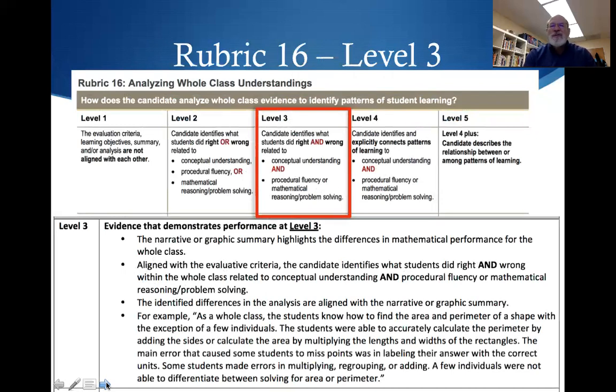So notice what it says in rubric 16 for a level 3. The candidate identifies what students did right and wrong related to conceptual understanding and procedural fluency or mathematical reasoning or problem solving. If you look at the rubric progression for a 3, it says it highlights the differences in mathematical performance for the whole class.